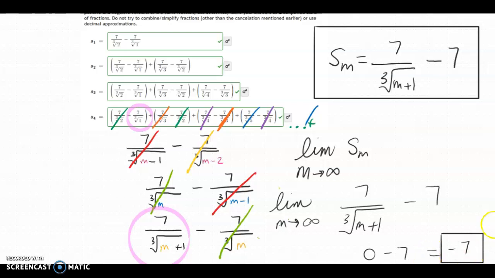And so that is the limit of S sub m. So that is how to do that question.